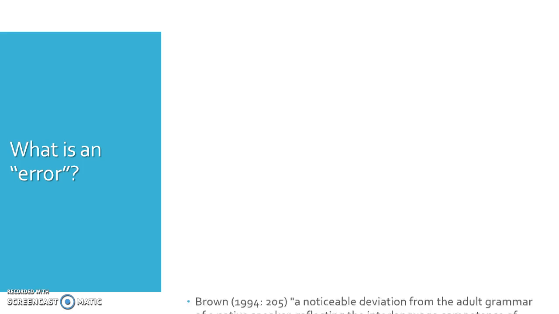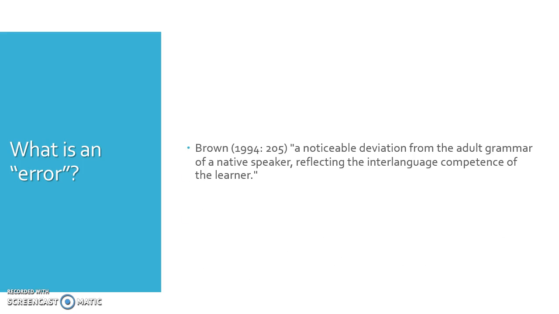One definition is given by Brown as a noticeable deviation from the adult grammar of a native speaker reflecting interlanguage competence of the learner. Now you may have noticed that when I read that definition I missed out an article. Maybe you didn't notice, but it's worth pointing out that native speakers don't speak in grammatically correct sentences. So it's a question of interpretation. What is a noticeable deviation from the adult grammar of a native speaker?